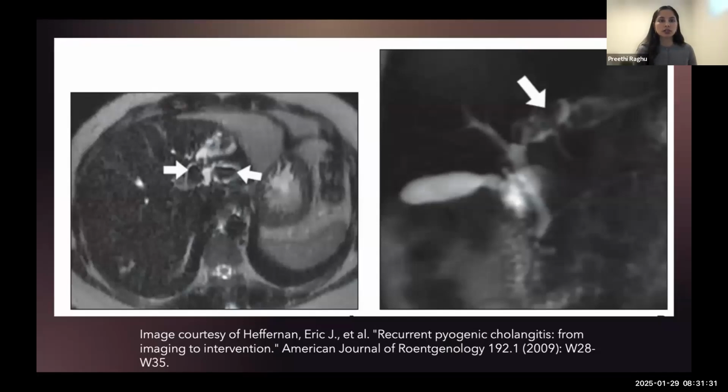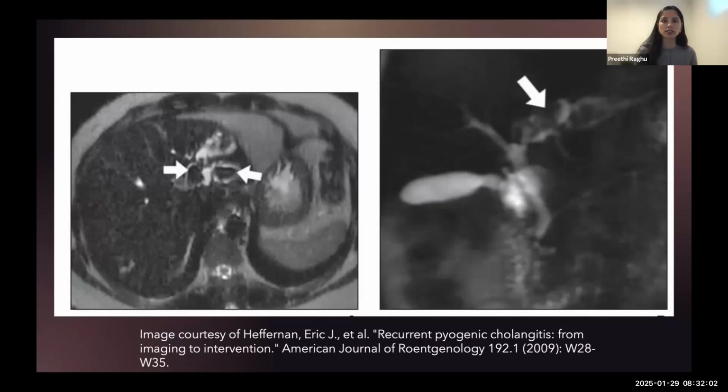Okay, and I'll just show a quick image from the literature for another entity, which is recurrent pyogenic cholangitis. So this is a little bit of a different beast here, because so far I've talked about stones in gallbladder and stones in distal common bile duct. This is an entity where you get typically lots of small stones within the intrahepatic ducts.